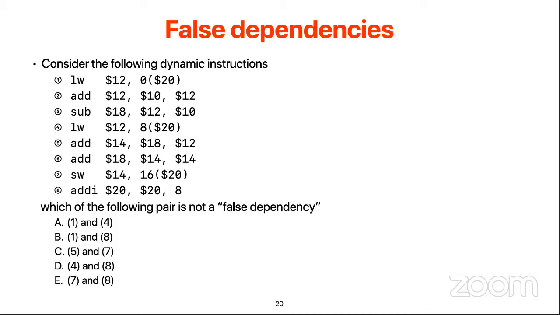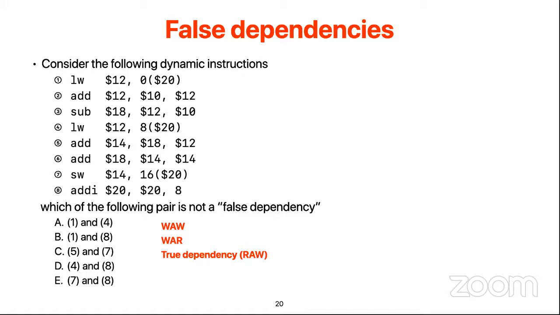How about 1 and 8? 1 and 8 should be a write after read, because if addi gets executed first, then the load word would be loading the wrong data into the register. Right. And this is a false dependency, right? So how about 4 and 8?